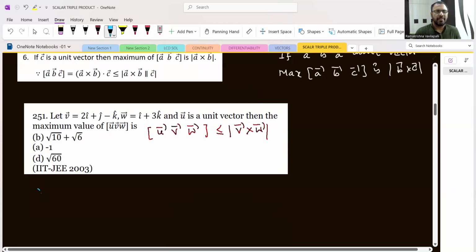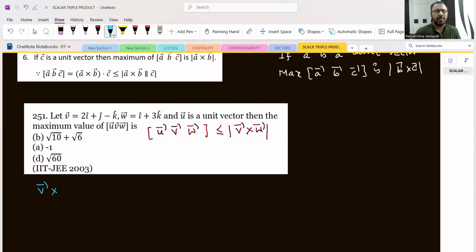So here V bar cross W bar is equal to the determinant of, very simple, i, j, k. And what is the V bar vector? 2, 1, -1. These are the scalar components. And the W bar vector, 1, be careful, 3. Oh no, there is no j component. It is 0 and it is 3.